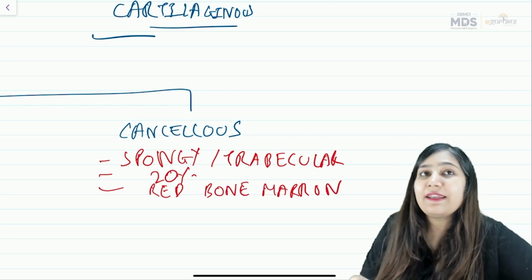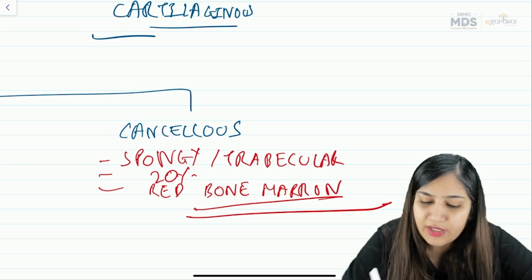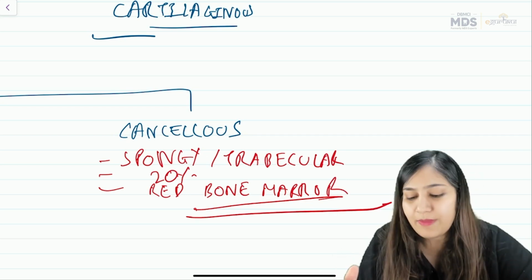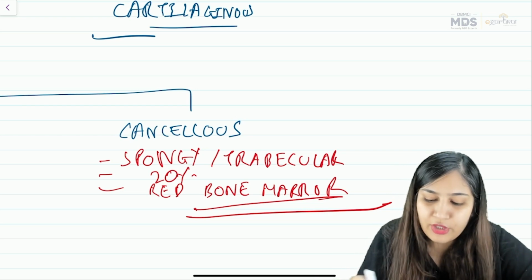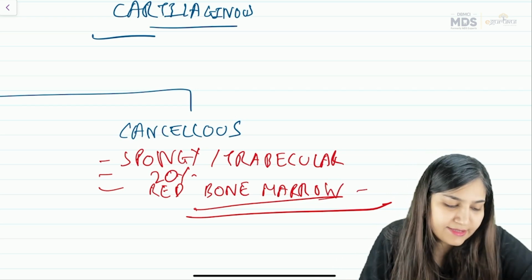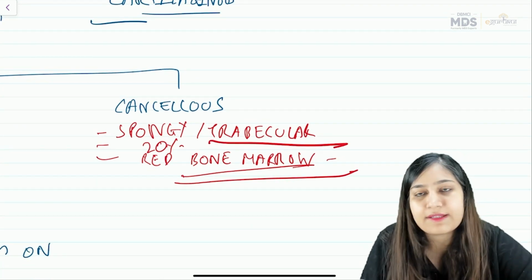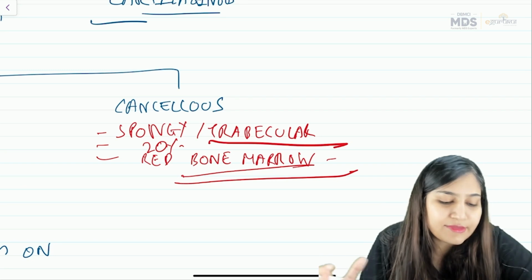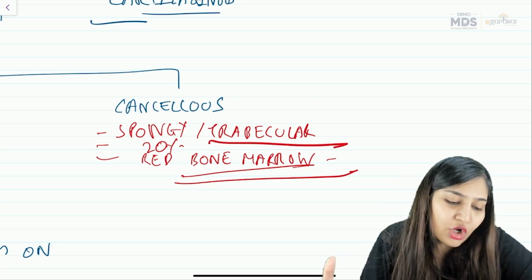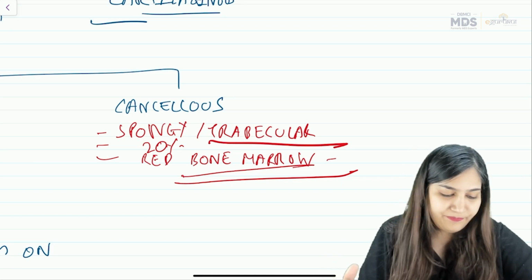Volume is 10 times more as compared to compact bone. This red bone marrow is involved in what? Production of red blood cells. So it is mainly spongy bone or trabecular bone. It contains red bone marrow, mainly involved in the production of red blood cells. Volume is 10 times higher as compared to compact bone.